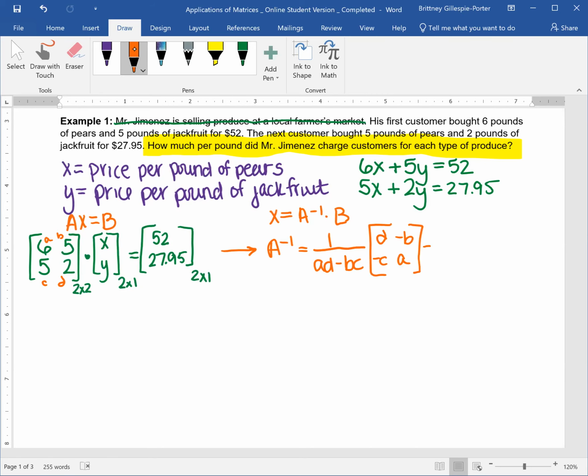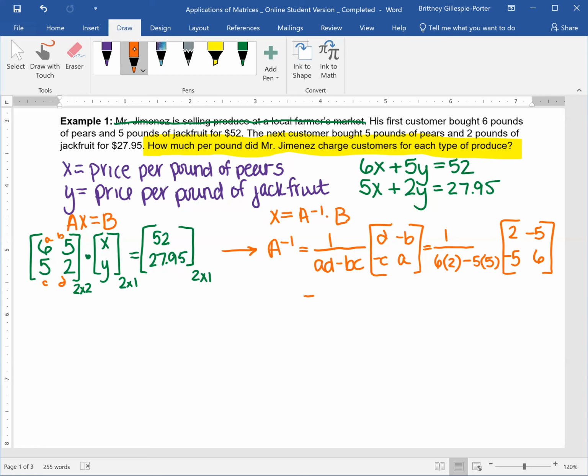So plugging into the fraction, which is our determinant, we're going to have 1 all over 6 times 2, that was a times d, minus b times c, 5 times 5. And then our crazy matrix where 2 and 6 flip-flop, and we negate on the back diagonal, on the backswing. 6 times 2 is 12 minus 25 means that we have negative 1 all over 13 times our crazy matrix.